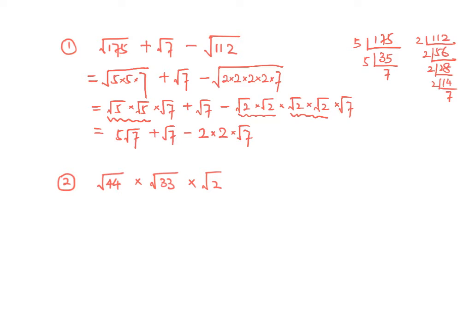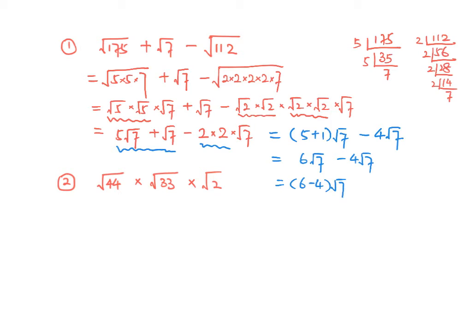So what do we have here? Let me write it in this way. Not enough space here. So 5 square root 7 plus 1 square root 7, which is 5 plus 1 square root 7, and minus 2 times 2, which is 4, 4 times square root 7. So 6 square root 7 minus 4 square root 7, which gives us 6 minus 4, which is 2. So 2 times square root 7. This is the final answer for part 1, question 1.